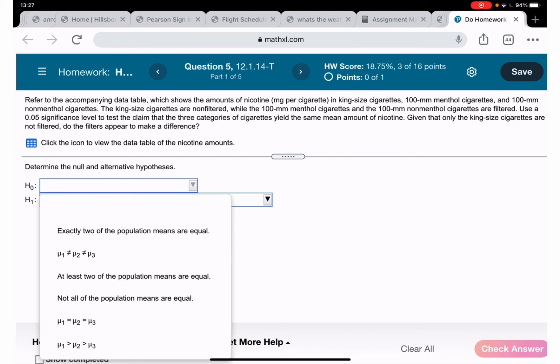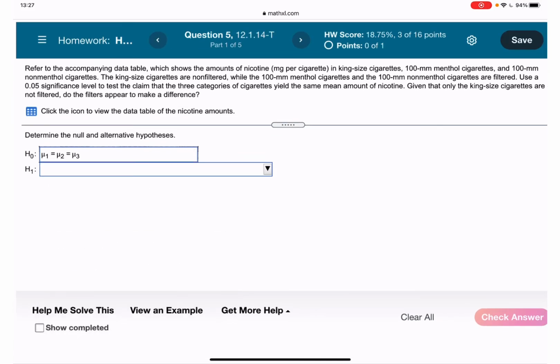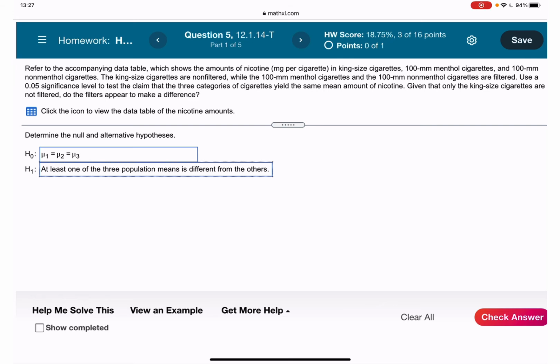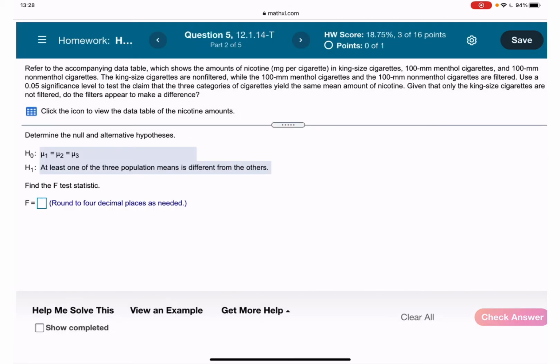Here we go. Null hypothesis: the means are the same. Which means the alternative is that at least one is differing. Okay, next question.